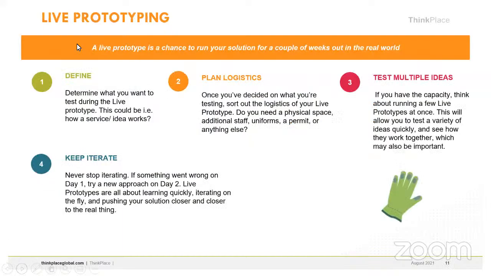And so live prototyping. A live prototype is a chance to run a solution for a couple of weeks out in the real world. Determine what you want to test during the live prototype. This could be how a service works, the way we've discussed. Plan the logistics, as I've told you. Remember to always plan ahead. So it says, once you've decided what you're testing, sort out the logistics.